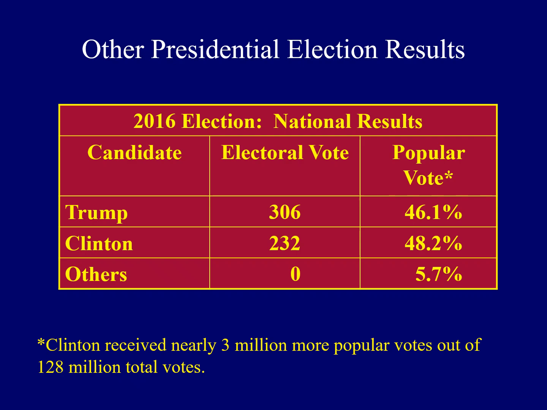Here we see another recent presidential election result set of data. In 2016, President Trump clearly won the presidency with 306 electoral votes to Hillary Clinton's 232. However, the popular vote was different. Clinton actually received 3 million more popular votes by average Americans than President Trump did. This is rare, but it has happened at other times in American history.